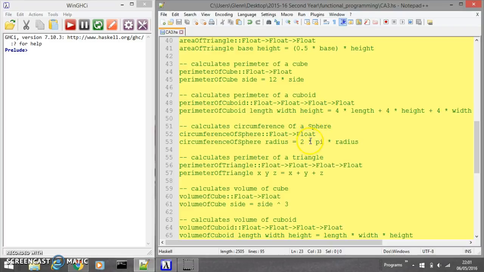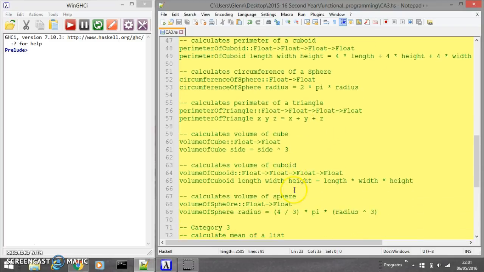A sphere, I had to take in the radius, is the only value I had to take in, and it's 2 times pi by the radius to give the circumference. The perimeter of a triangle is just x plus y plus z, which is each of the 3 sides.